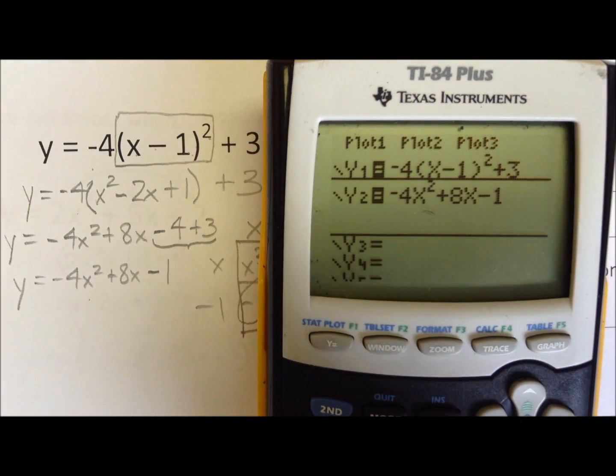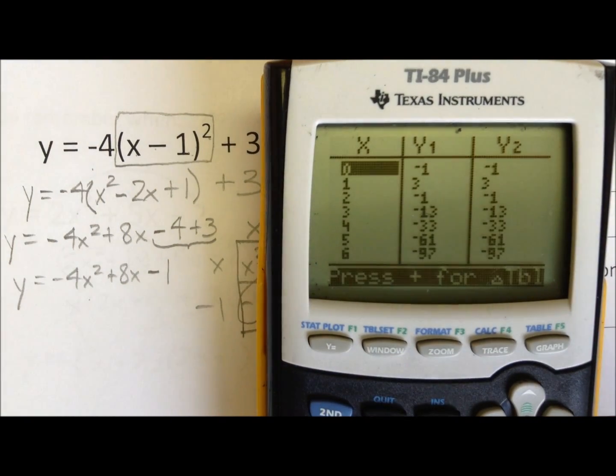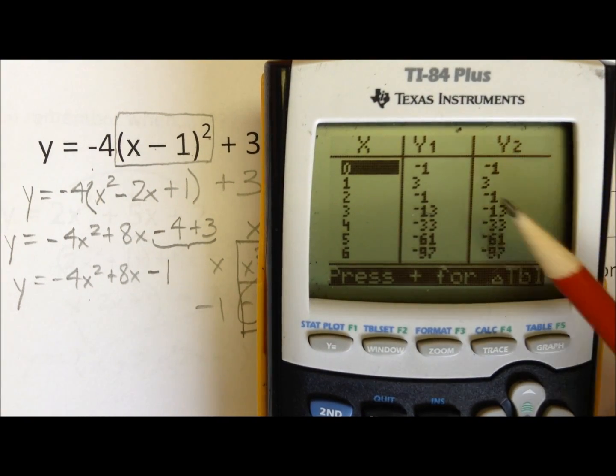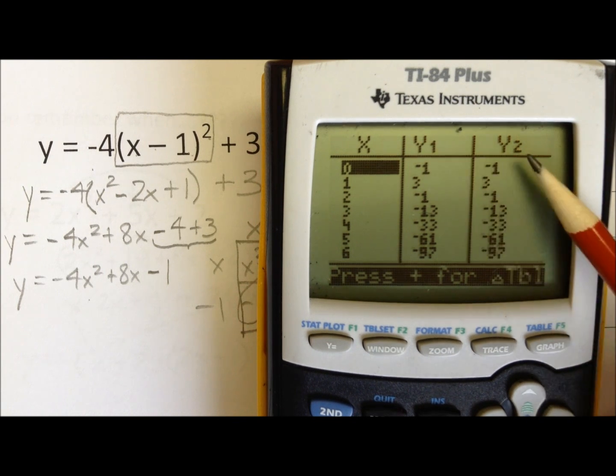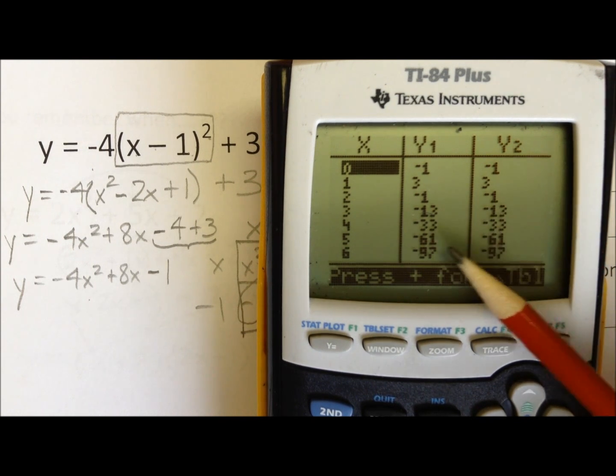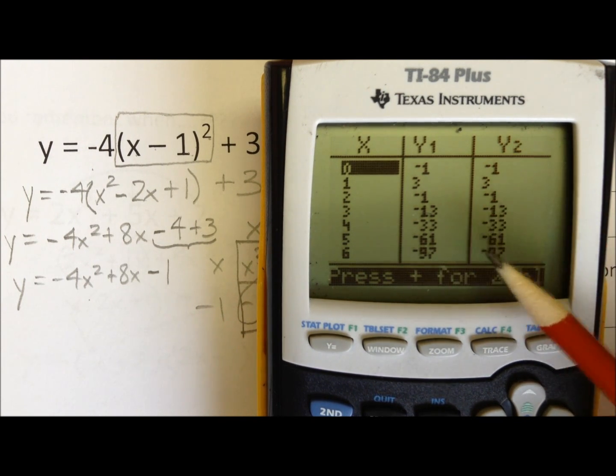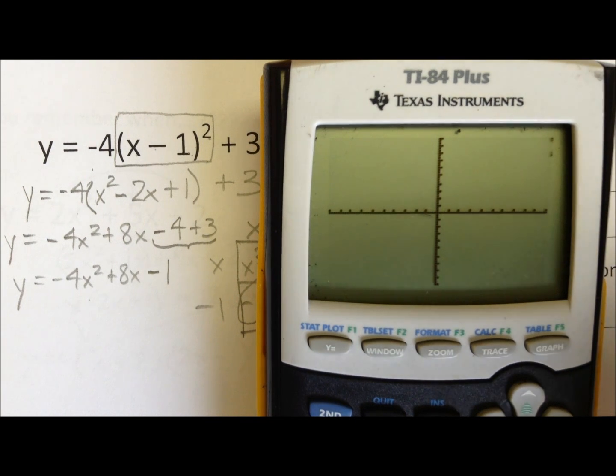Now we can either look at the graph or we can go look at the table. If you notice that the outputs for both equations, the beginning equation and our transformed equation to standard form, notice the outputs are exactly the same every single time. If we hit graph, we're going to have a single parabola show up. The other one overlaps it exactly. They wind up being the same parabola.